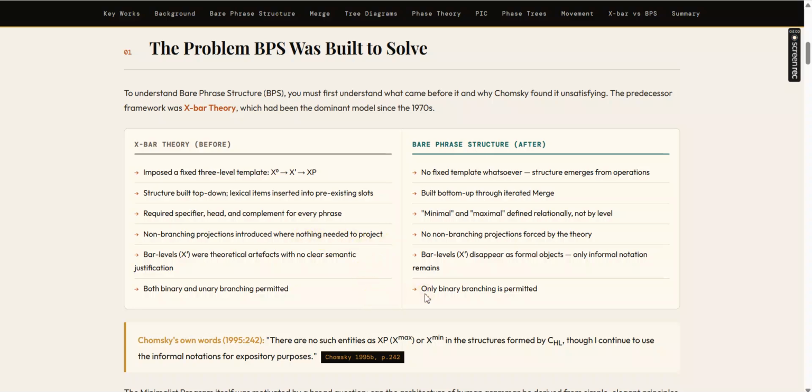Then these are the other comparisons. This is the quote by Chomsky: "There are no such entities as X-maximal or X-minimal in the structures formed by the computational system of human language, though I continue to use the informal notations for expository purposes."